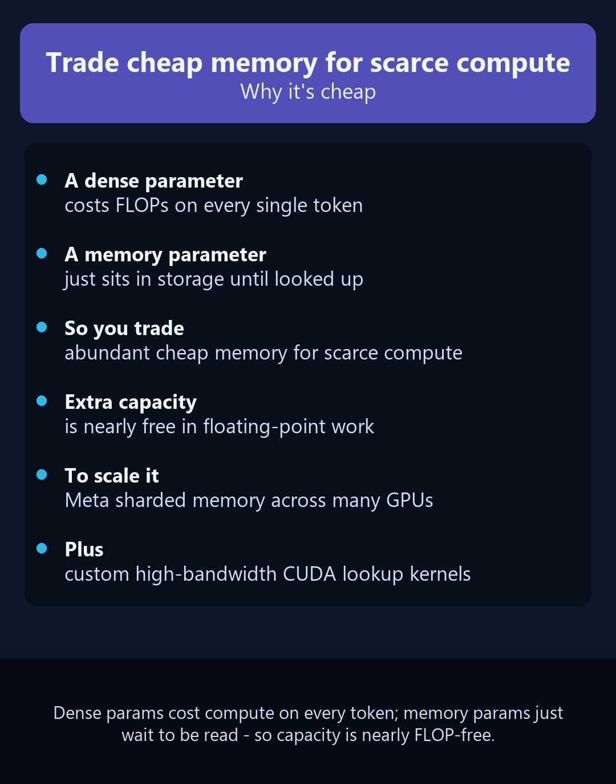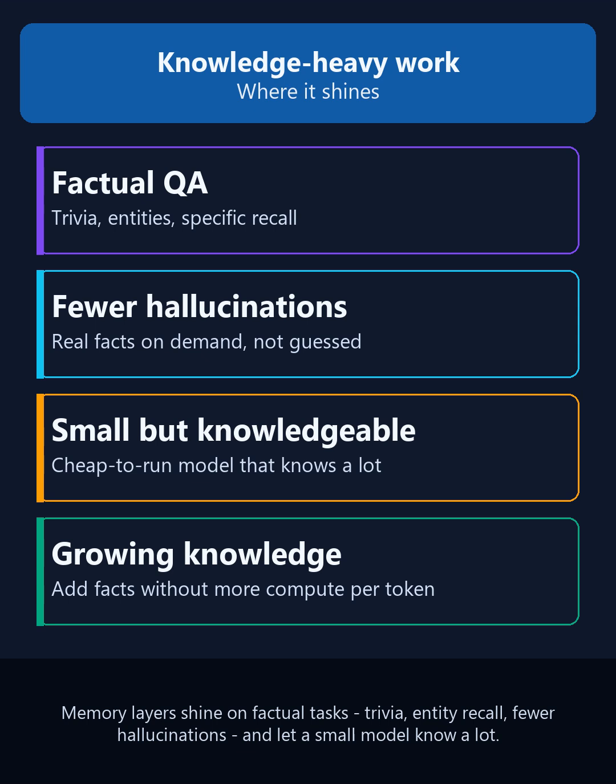Why is this so efficient? Because the extra parameters are nearly free in compute. A dense parameter costs floating point work on every token. A memory parameter just sits in storage until it is looked up. So you trade abundant, cheap memory and bandwidth for scarce, expensive compute. To make it practical at scale, Meta sharded the memory across many GPUs and wrote custom high-bandwidth kernels for the lookups.